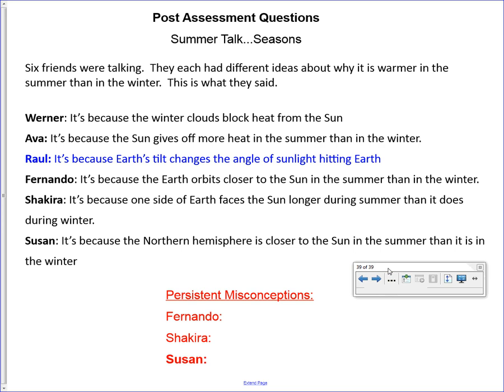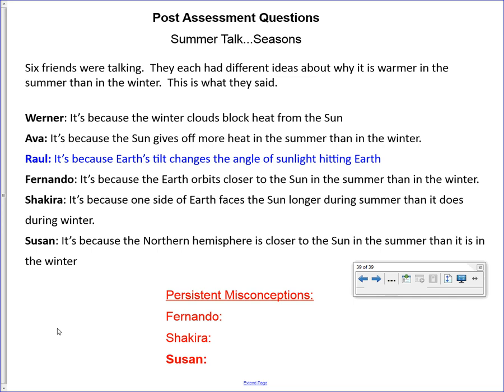All right, the other question was, 6 friends were talking, and they each had different ideas about why it's warmer in the summer than in the winter, and this is what they said. So the correct answer is Raul, who says it's because the Earth's tilt changes the angle of the sunlight hitting the Earth. But a lot of people put Susan, who says that it's because the northern hemisphere is closer to the sun in the summertime than it is in the winter. And that's not true. It's totally false. For the northern hemisphere, it's actually the entire planet is closer. Not much, but it's several million kilometers closer to the sun in the winter than it is during the summer.